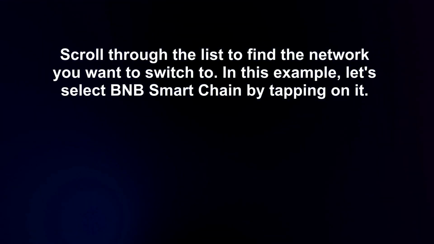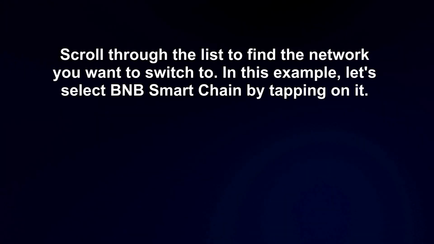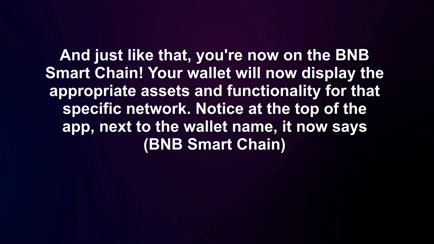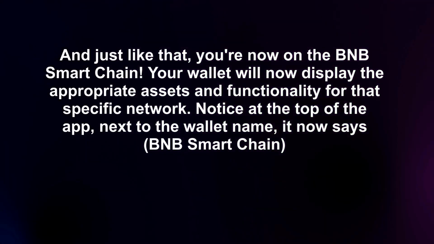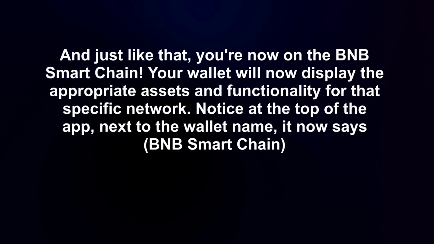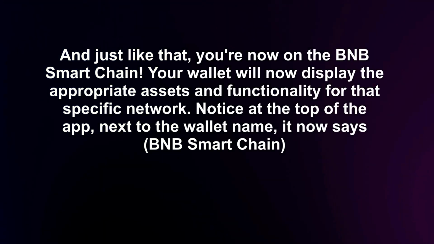Scroll through the list to find the network you want to switch to. In this example, let's select BNB Smart Chain by tapping on it. And just like that, you're now on the BNB Smart Chain. Your wallet will now display the appropriate assets and functionality for that specific network. Notice at the top of the app, next to the wallet name, it now says BNB Smart Chain.